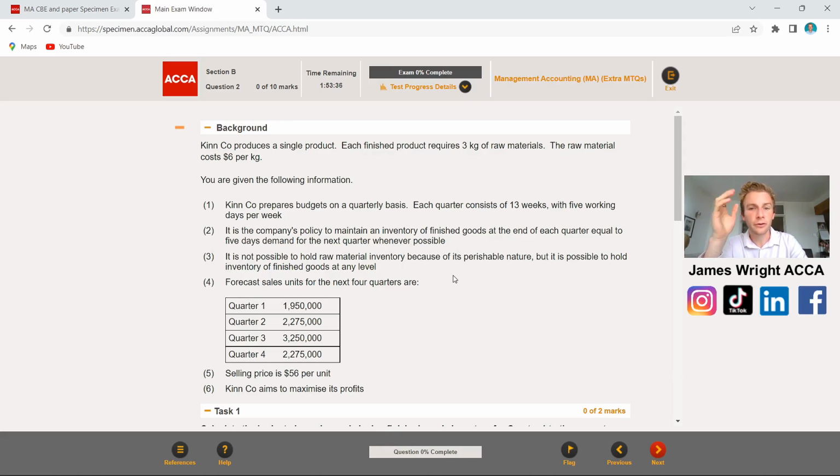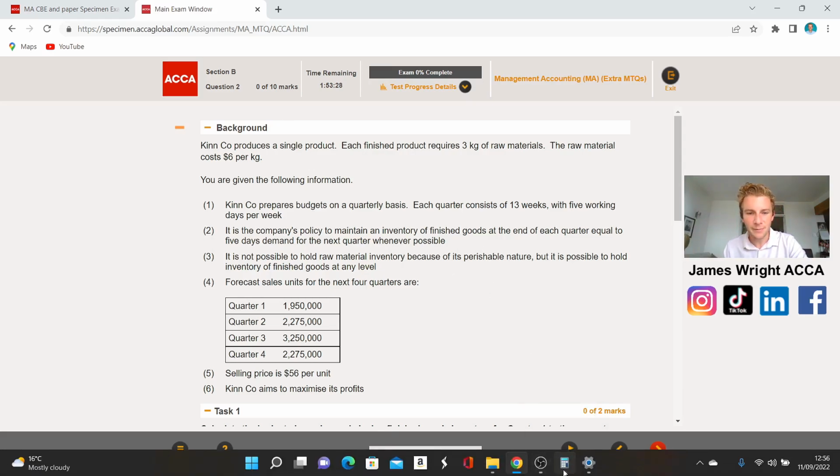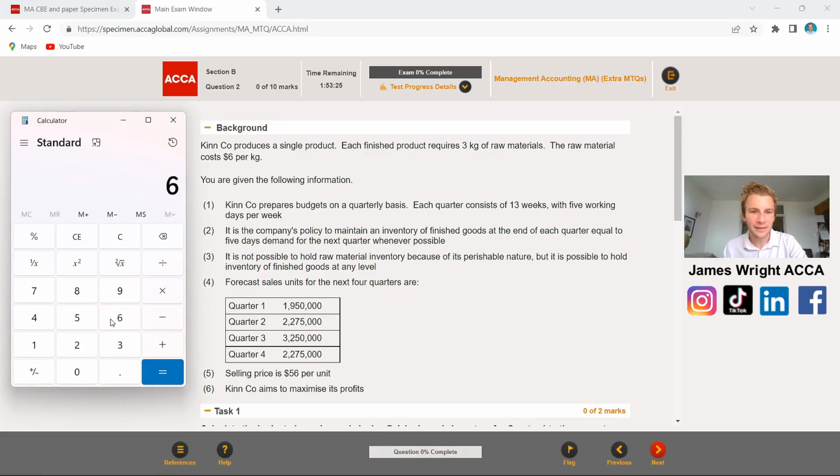Each finished product requires 3 kilograms of raw materials. The raw material costs $6 per kilogram. So if I've got a scrap piece of paper in the examination, I'm thinking straight away, right, $6 per kilogram multiplied by 3 kilograms. So we need 3 lots of it. In other words, the product costs $18 to produce.